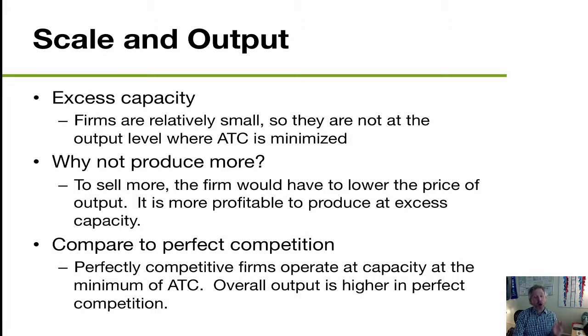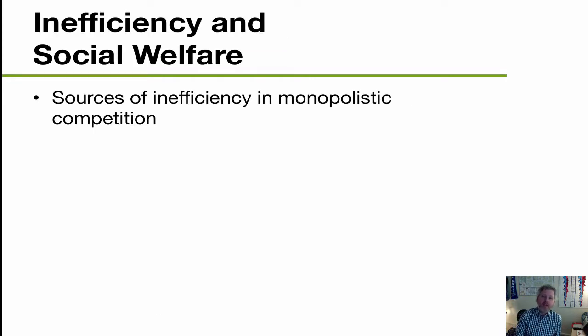Perfectly competitive firms always operate at capacity and they always operate at the minimum of the average total cost curve. Overall output is higher in perfectly competitive markets than in monopolistically competitive markets. Again, it's kind of a middle case between monopoly and perfect competition, all right?